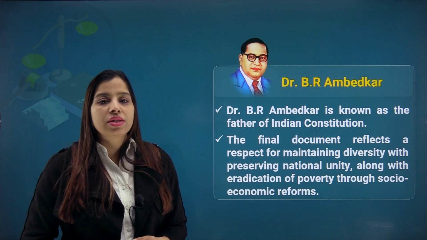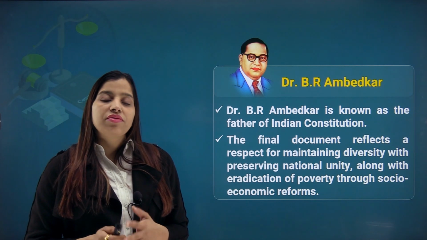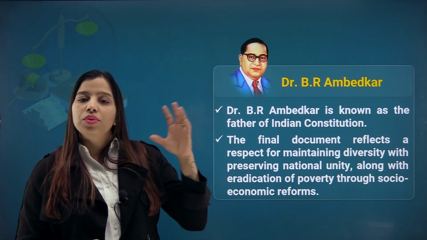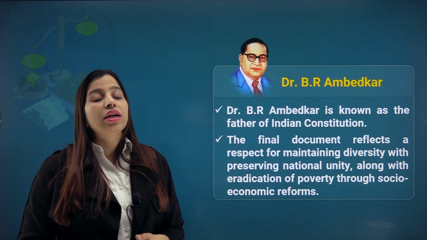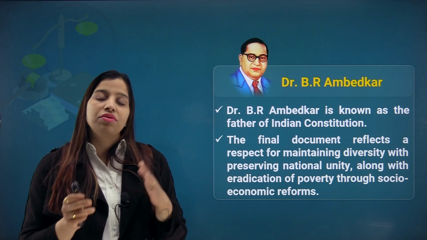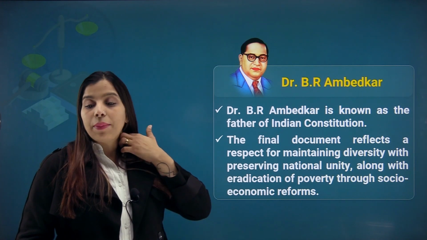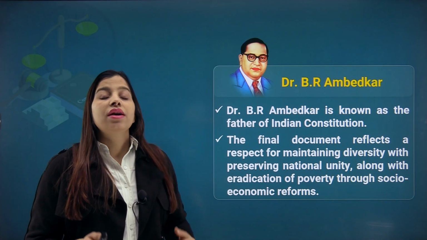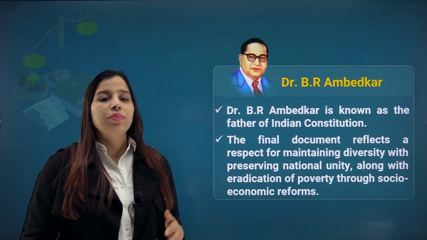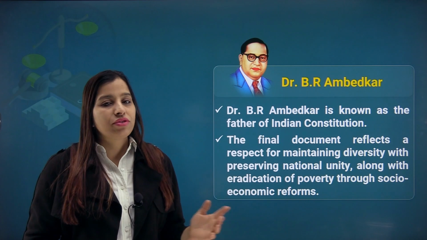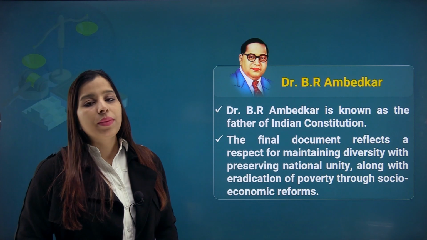The final document reflects a respect for maintaining diversity while preserving national unity. So everything was taken care of, along with eradication of poverty with socio-economic reforms. So they thought that everybody should be treated equal. Nobody should be treated as upper caste and lower caste. Apart from this, poverty should be taken care of at a higher level, because the time when Britishers left our country, we were left with nothing. India was a golden bird, and India turned into an extremely poor country.